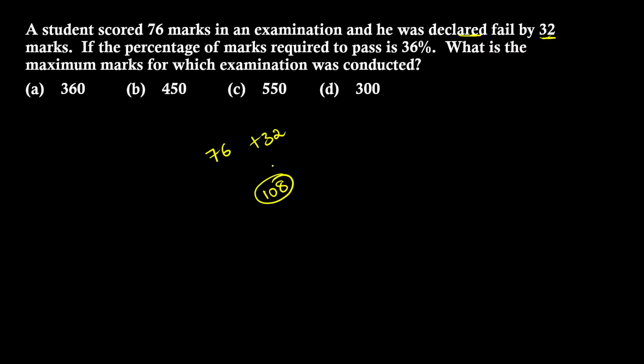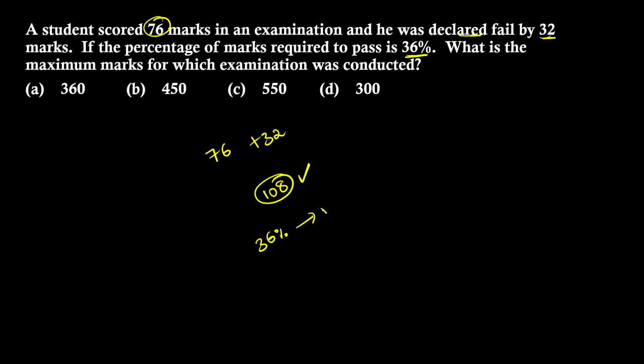Let's understand this. A person got 76 marks and he is declared fail by 32 marks, which means that if he gets 32 more, he will be declared pass. So 108 being the pass marks here. If the percentage of the marks required to pass is 36%, so in terms of marks, it's 108 marks. In terms of percentages, it's 36%.